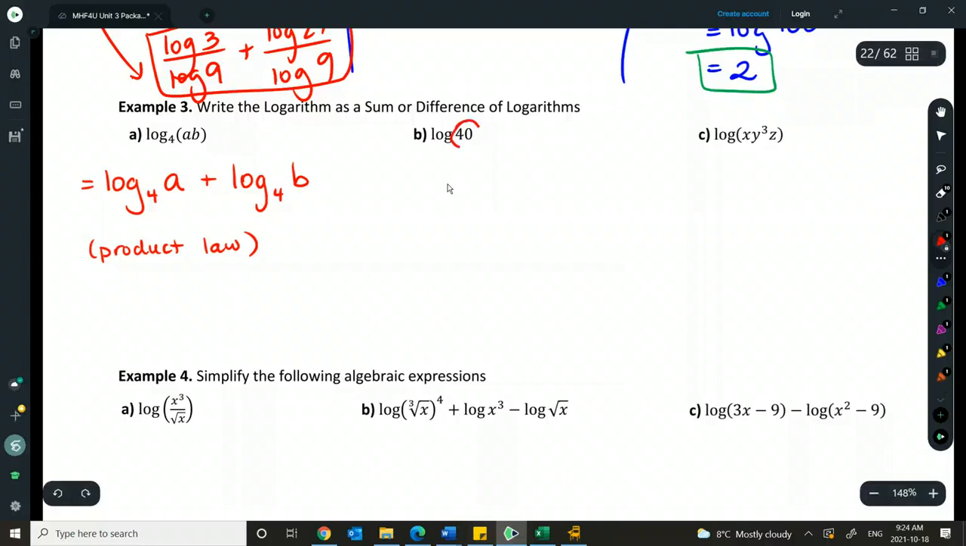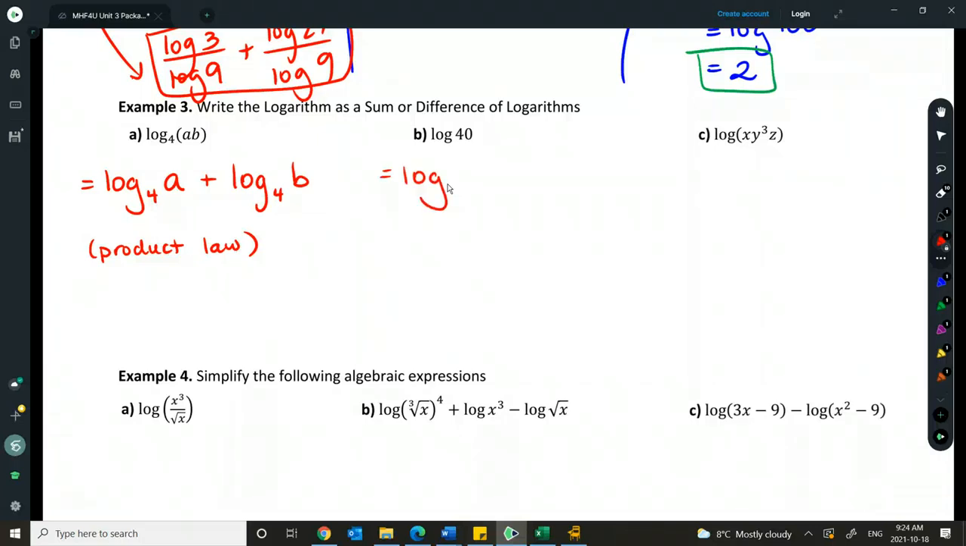Okay, I have a couple options here. This one says write the logarithm as a sum or difference of logarithms. So could I create maybe two multiples that multiply to 40 and then split them? Or could I create something that divides into 40 and then split it? I could, right? So there's lots of different answers to this one.